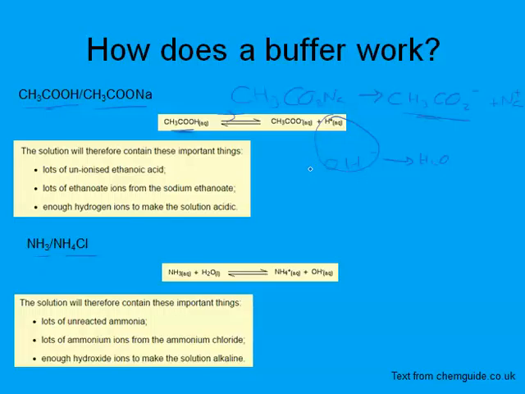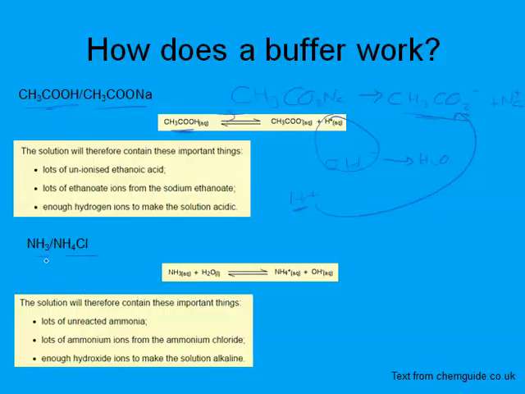Definition of a buffer being, of course, something that's able to withstand changes in pH when small amounts of acid or alkali are added. So what happens if I add in H+? Well, that H+ is going to combine with that to give me ethanoic acid, which, because it's a weak acid, doesn't dissociate very much at all, and as a result that has been taken care of as well.